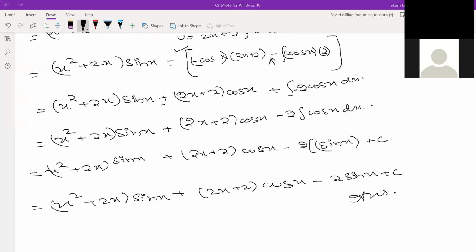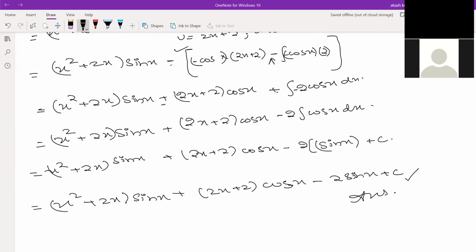Okay, got it. Thank you so much. If you want to further simplify it, you can write x squared sin x, then 2x sin x, then 2x cos x plus 2 cos x minus 2 sin x. If you want to further simplify, then you can. But it's correct if you write it as is. No, it's okay. Okay, thank you.